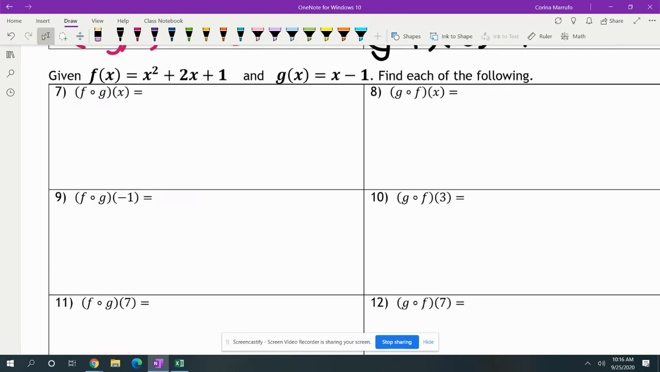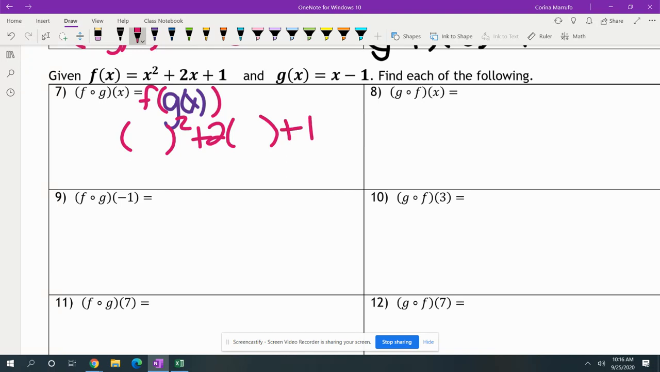All right, the next example. So given f of x equals x squared plus 2x plus 1 and g of x equals x minus 1, find each of the following. So we're looking for f composite g of x. So we're going to take our f function and we are going to plug in our g function in terms of x. So my f function is x squared plus 2 times x plus 1. And so instead of x, we are plugging in our g function, which is x minus 1. So here we have x minus 1 squared plus 2 times x minus 1 plus 1.